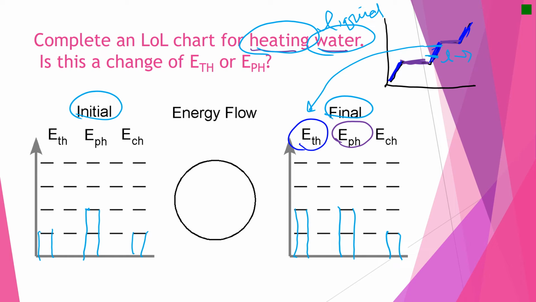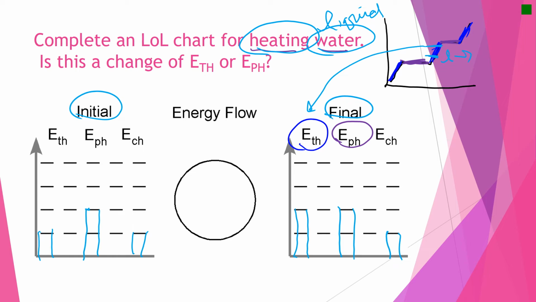All right, so now we have our bars all done. The only thing you can change is one of your E's at any LOL diagram. So in this one, I change my ETH. I cannot change in my same LOL diagram an ETH and an EPH. Okay, and ECH will always stay the same. The next thing you need to do is figure out this energy flow.